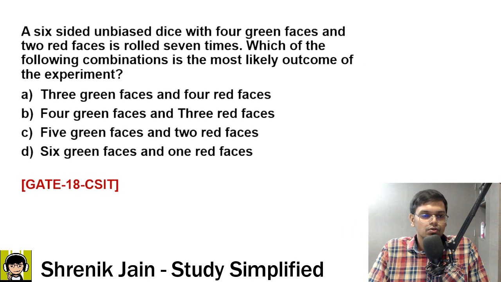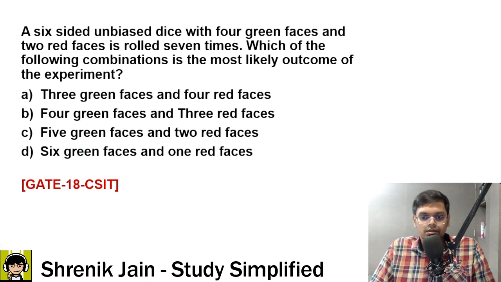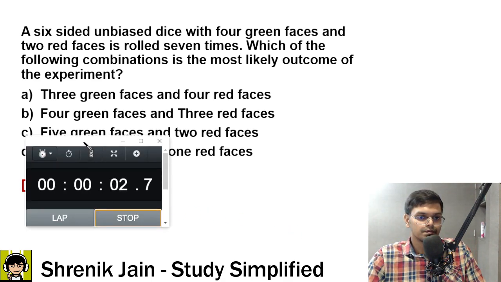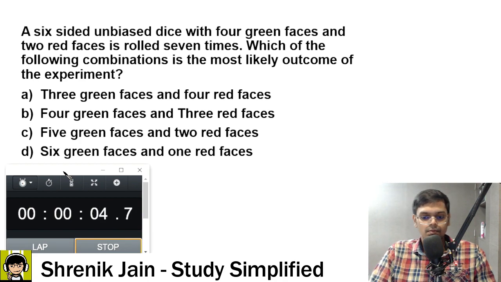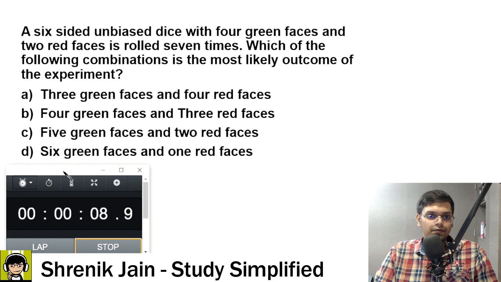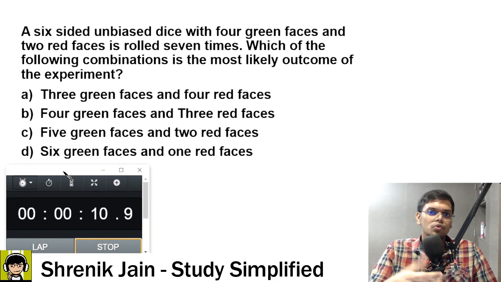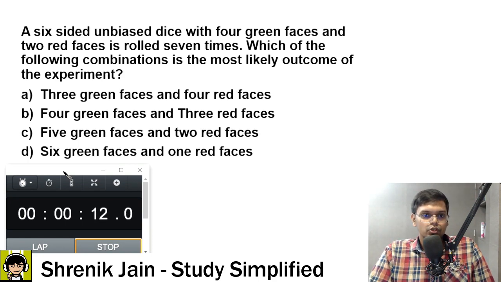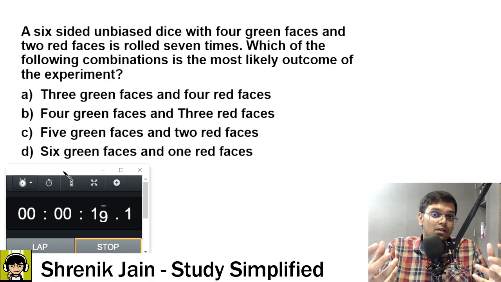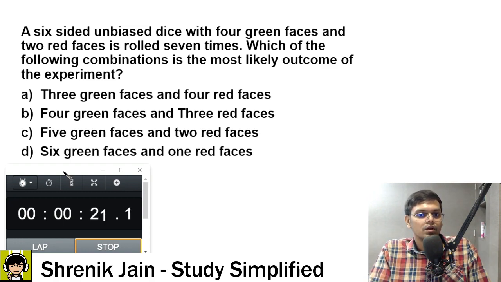Try this question, 2018 computer science. Your time starts now. So this is one of the good questions. A 6-sided unbiased dice with 4 green faces and 2 red faces is rolled 7 times. Which of the following combinations is the most likely outcome of the experiment? Most likely outcome, highest chance, highest probability. Which outcome do you feel so?